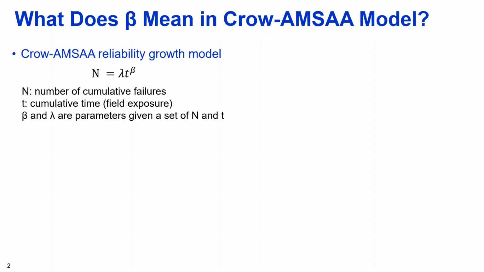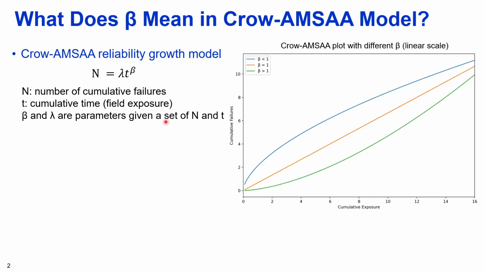Mathematically, the cumulative failure count n follows the equation here, where t is the cumulative time, and beta and lambda are parameters given a set of n and t. On the right side, you can see three Crow-AMSAA curves with different beta values. All of them start from the same point, but they evolve differently as exposure increases.